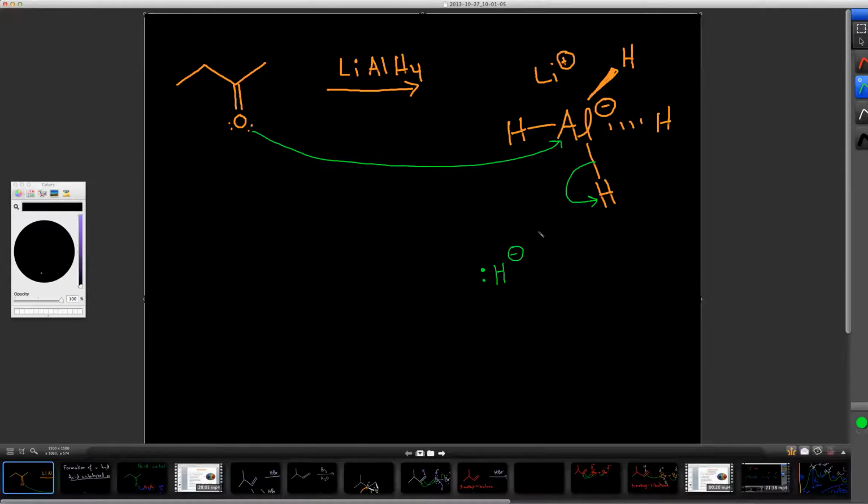Now this mechanism is complex. I'm going to simplify it for the time being, but at the end of the year I will give you the full mechanistic details of this reaction. So this one's pretty simple. Since I have a strong nucleophile, this is going to be base-catalyzed. So in the first step, nucleophilic attack. I get a negatively charged substrate. So this intermediate has an overall negative charge.